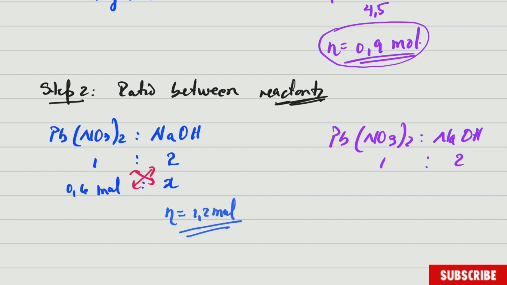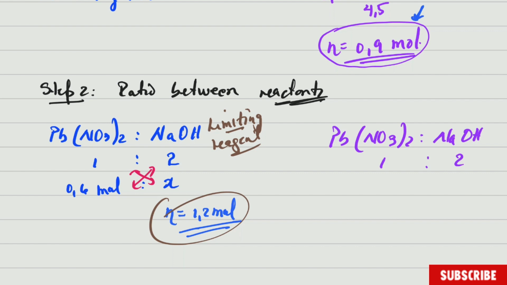How much do you have at the beginning? You only have 0,9. So you do not have enough sodium hydroxide. It means that the sodium hydroxide is the limiting reagent, because we need more than the amount we have, and the lead 2 nitrate is the excess reagent. That's all using this method.